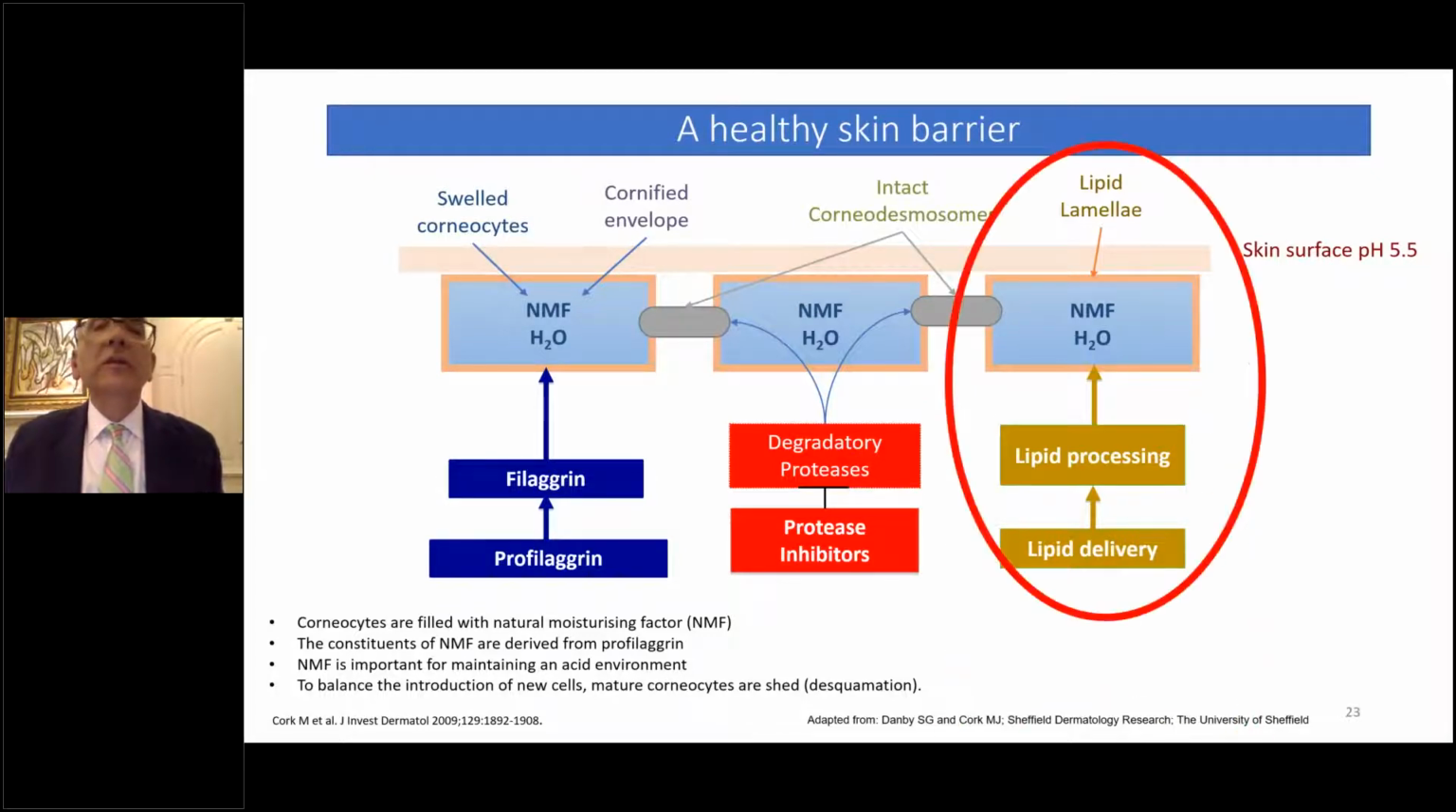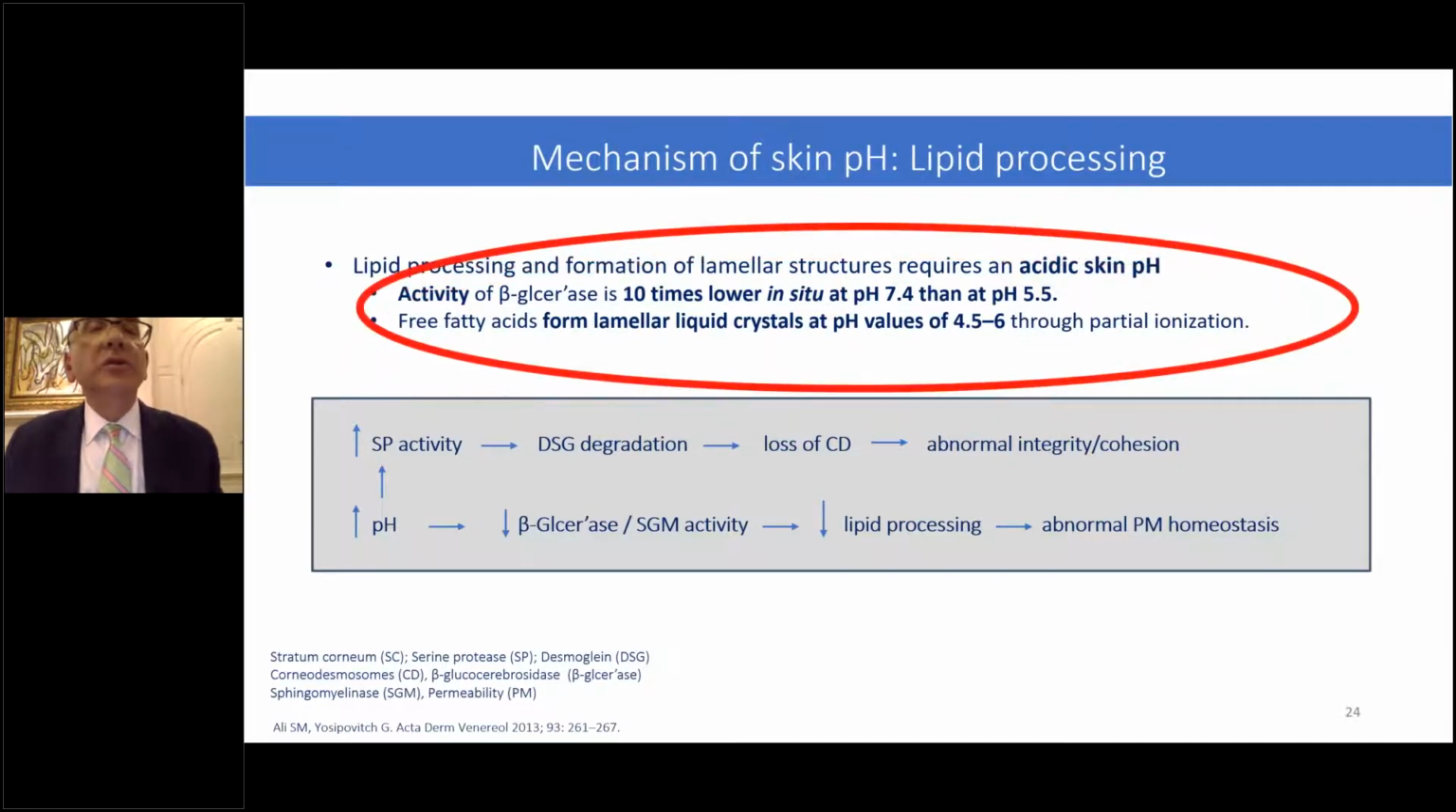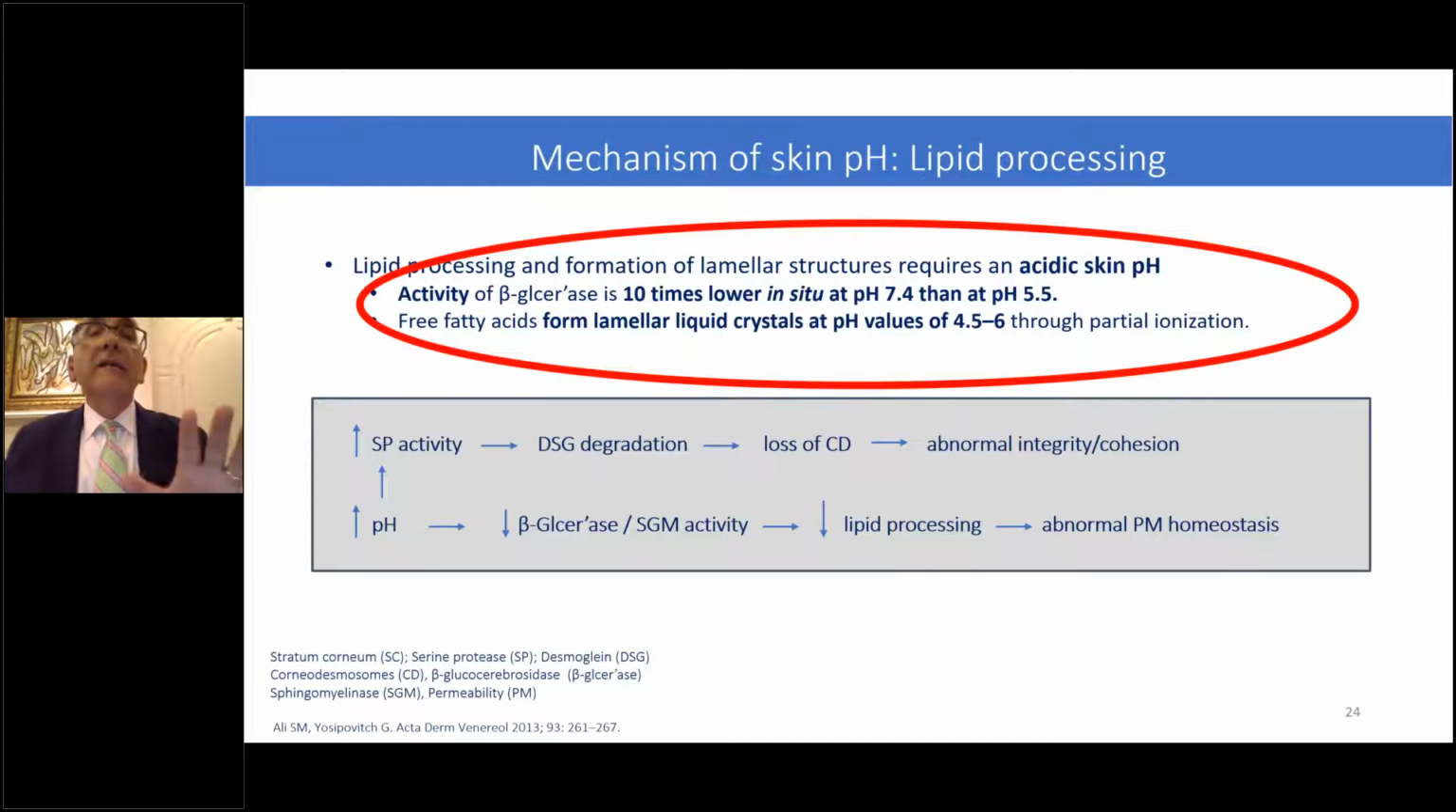So what happens when the pH goes up? Let's take a look at neutral pH, 7.4. At 7.4, beta-glucocerebrosidase, which is the converting enzyme, is 10 times lower than at acidic pH. So basically, they are lazy. They don't want to do their job, and they're sitting there, and they're not converting the glucosylceramide to the ceramide itself.